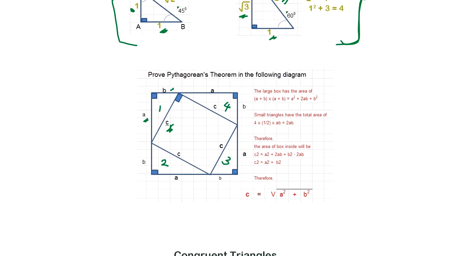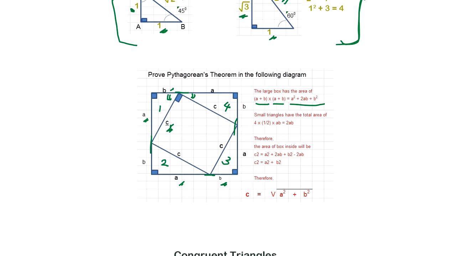Now, since this angle and this angle sum to 180 degrees, it's guaranteed to be a straight line here. Same way, straight line, straight line, straight line. So you create the new square. The length is A plus B. So the large box has an area of A plus B times A plus B, A square plus 2AB plus B square.